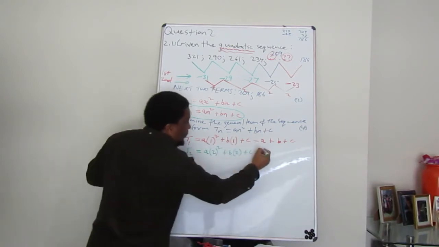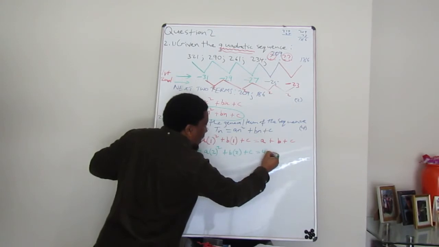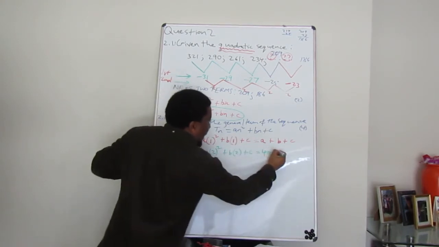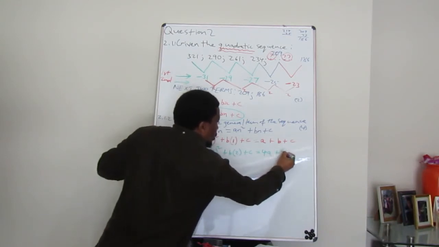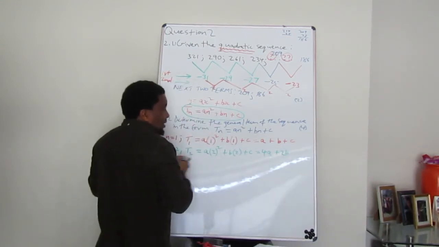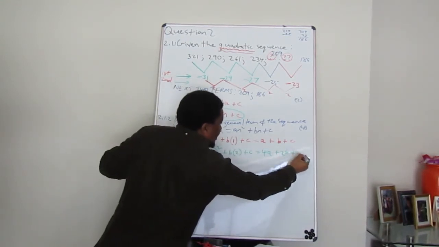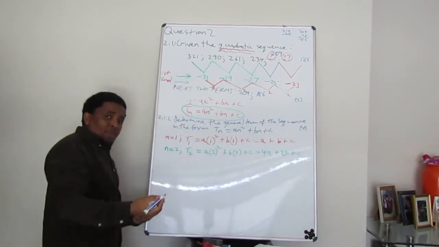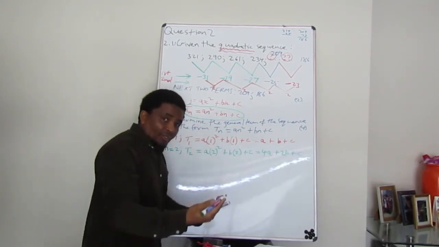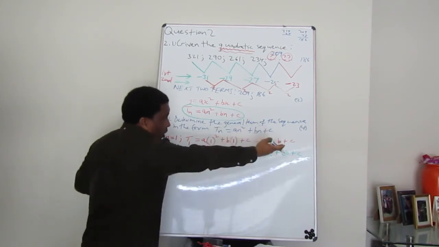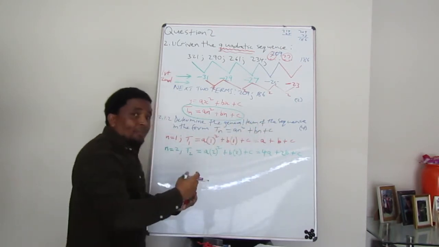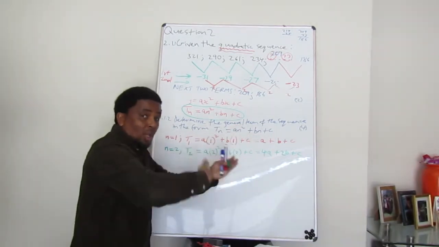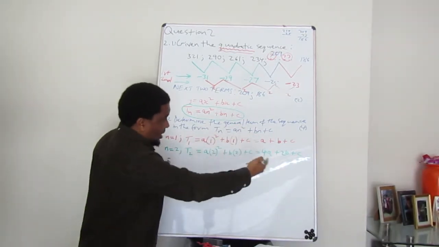4 times a, then I get 4a. Plus, what do I get here? 2 times b, I get 2b. Plus, that side, then I get c. That is beautiful. I love this. I have solved my quadratic equation for the first term. I have solved my quadratic equation for the second term.